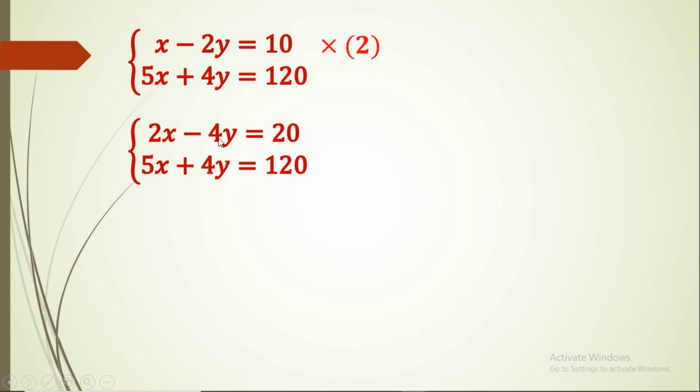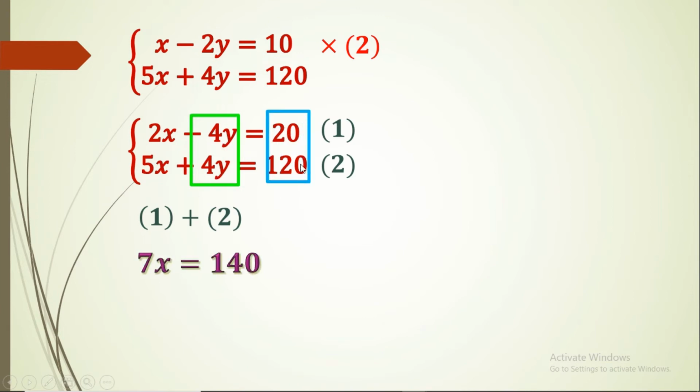Now, if you note it, minus 4y plus 4y will be cancelled directly. We just need to add the two equations, 1 and 2. So if we add them, 1 plus 2, we have 2x plus 5x, 7x. Now, minus 4y plus 4y is cancelled. Now, let's add 20 plus 120. It gives us 140. So 7x equals 140. Now we can say that x equals 140 divided by 7. Why divided? Between 7 and x we have nothing, so it's times. When we move 7 to the other side, times becomes divided by. So it's 140 divided by 7, which is equal to 20.